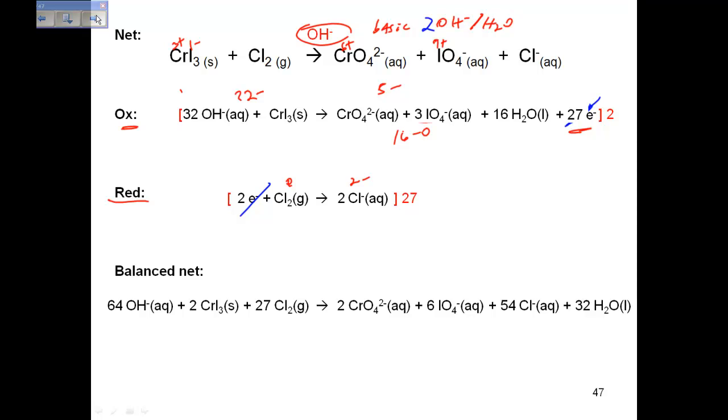Now I have to check to see if there's anything that I can reduce on both sides. There's nothing reducible that's in common on both sides, and it's not divisible by any number because it's odd and even numbers. So this is my final answer.